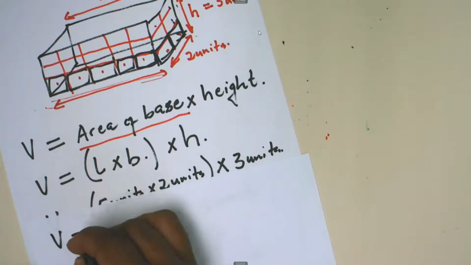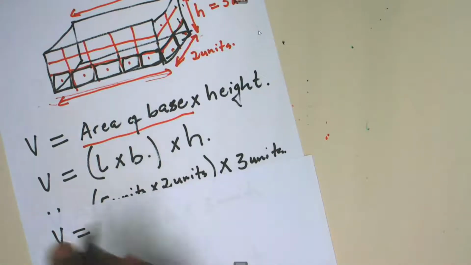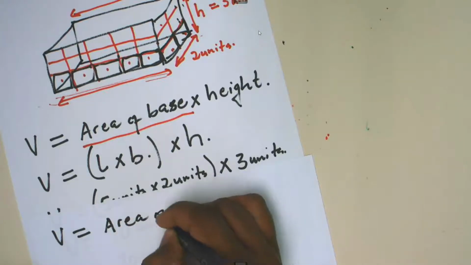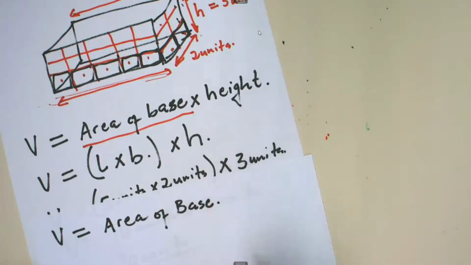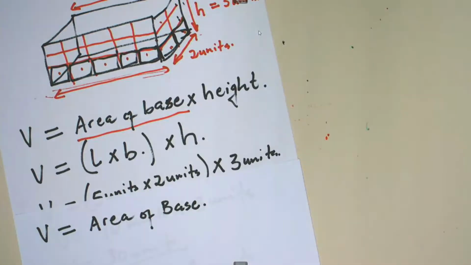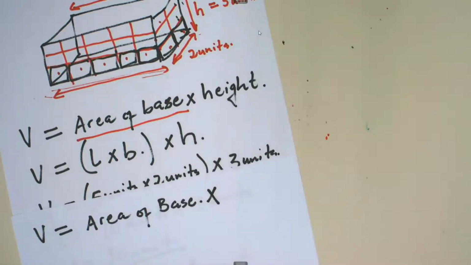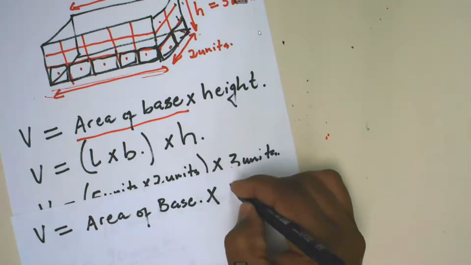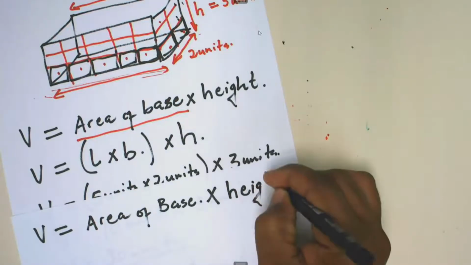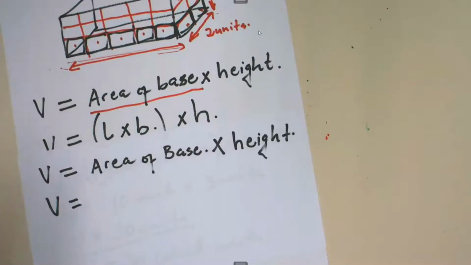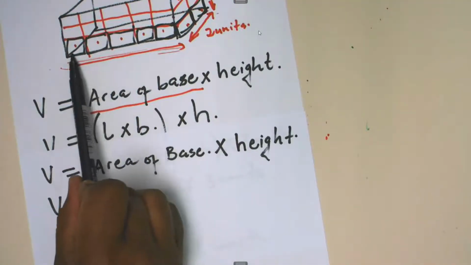Volume, and therefore we said the first part is what? The area of the base, and therefore on that base I'm going to put what? I'm going to put the cubes, and therefore the cubes will have what? Several what? Layers, and therefore that will be what? My height. That will be the height.